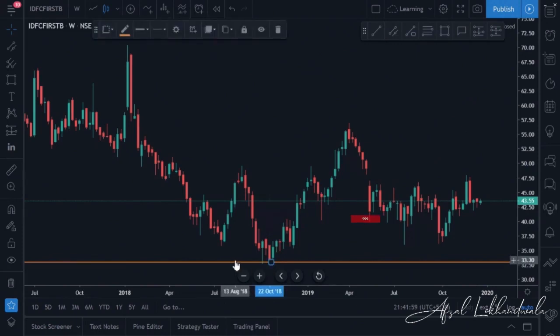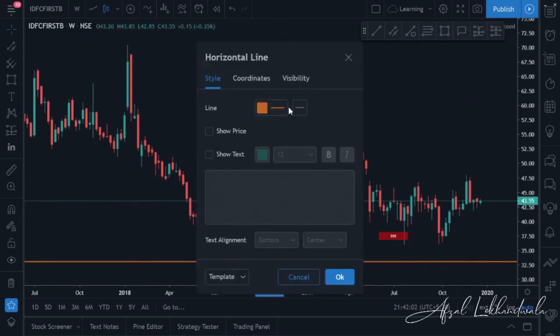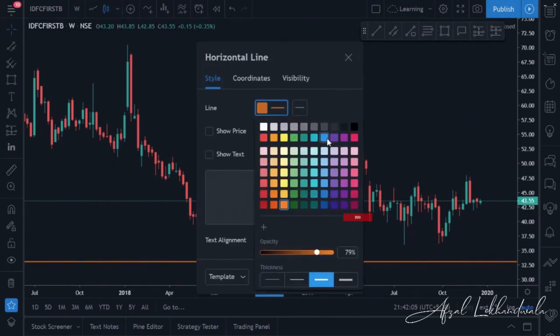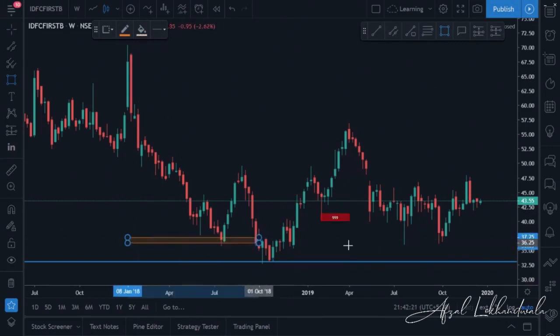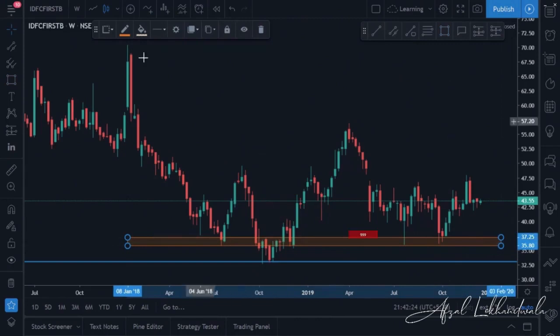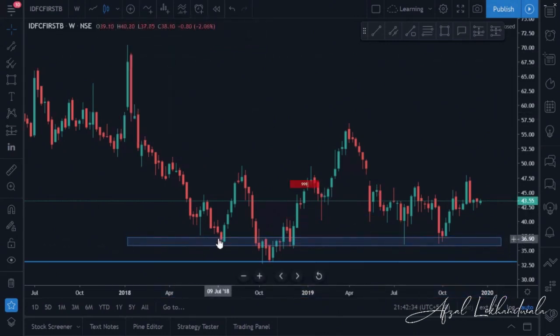I draw a line. Since this is a weekly chart, I'll draw a blue line. Again, there is this area below which the price could not sustain. Let me draw a rectangle here. I'll change the color to blue. So there were 3 rejections. Number 1 at this point, number 2 you can see this rejection here, and number 3 this. So this is a strong support.